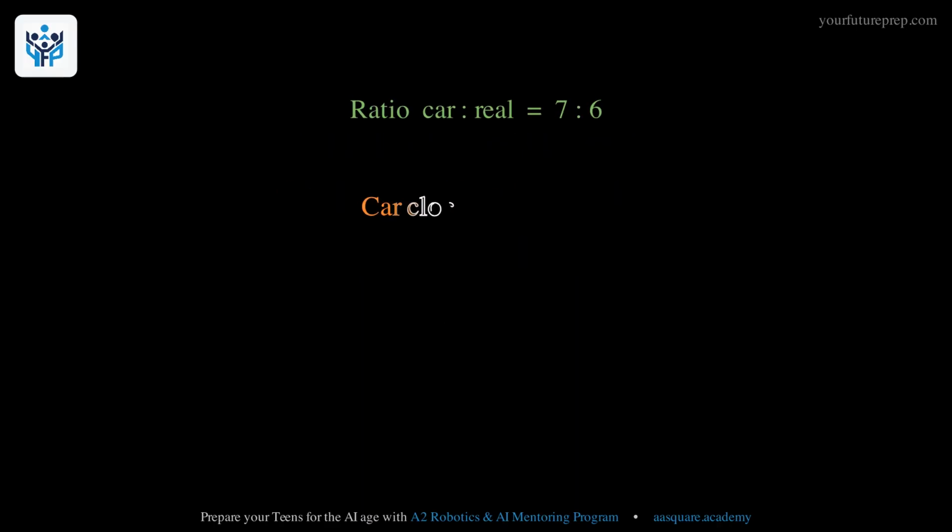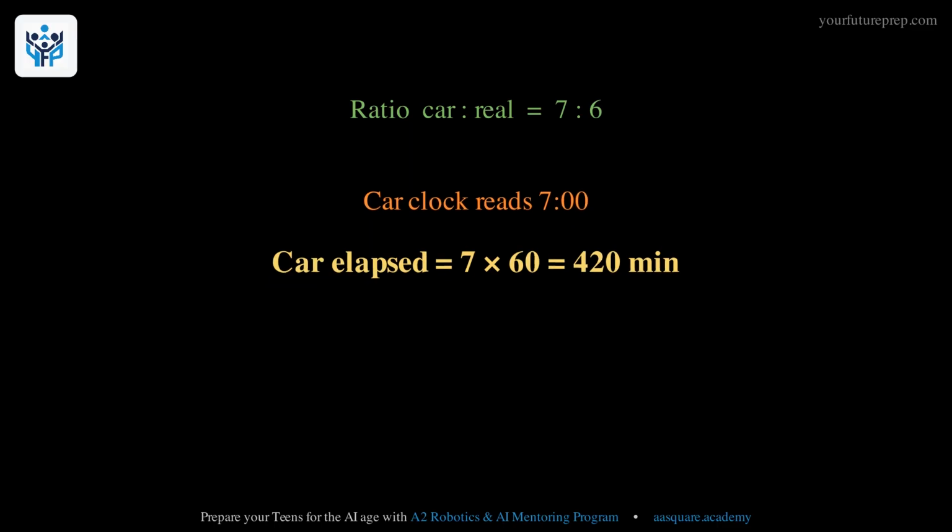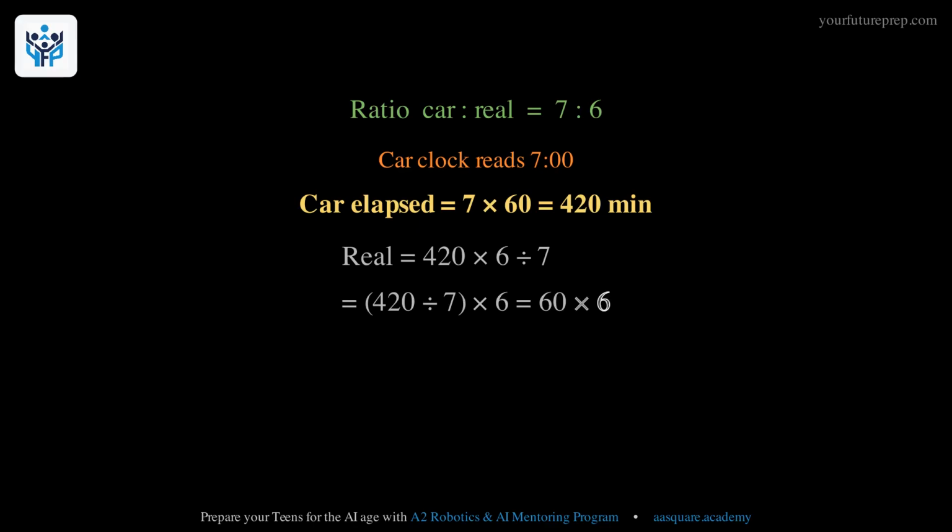Now, when the car clock reads 7 o'clock, it has advanced 420 minutes past noon, since 7 hours times 60 minutes is 420 minutes. To get the real time elapsed, we scale down by the ratio. Real minutes equal 420 times 6 over 7. That is 420 divided by 7, which is 60, times 6, giving 360 minutes.